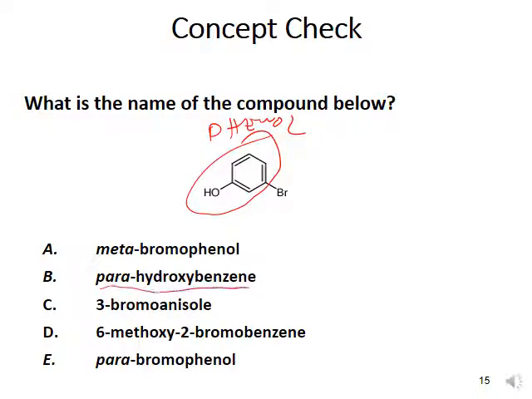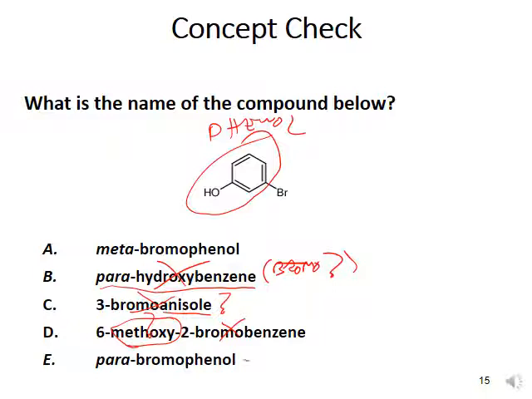Could this be right? Para-hydroxybenzene? Where's the bromo? Huh? No, that can't be right. Anisole, I don't know what anisole is. I think we might look at anisole later, but we haven't learned that yet. And is that a methoxy group? We don't even know what a methoxy group is, so that can't be right.